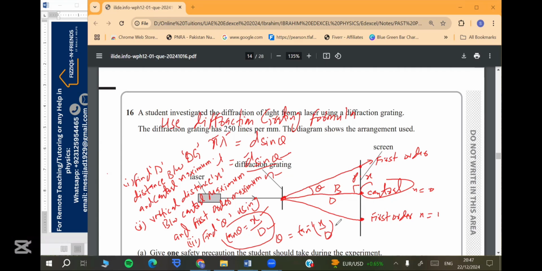Finally you have point number 4, find d, which is small d, using d equals 1 over the number of lines, okay. And since you are having 250 lines per mm, it means it will be 10 raised to the power minus 3 over 250. So that will be the value for d. Now you got d, now you got theta, and you got the order, first order, n equals 1 as well. N equals 1 for first order.